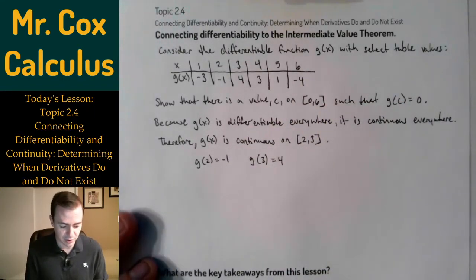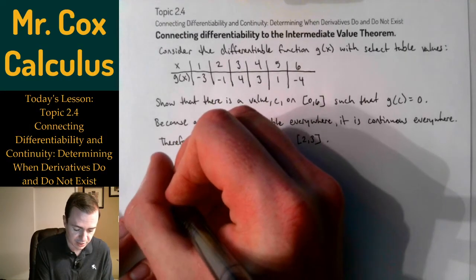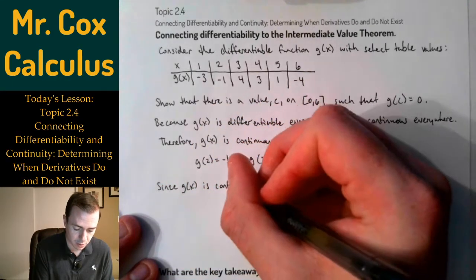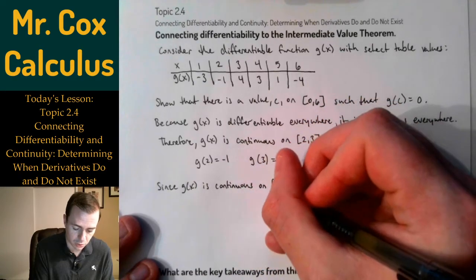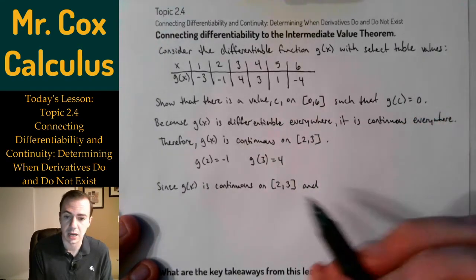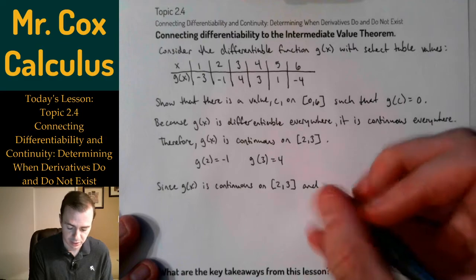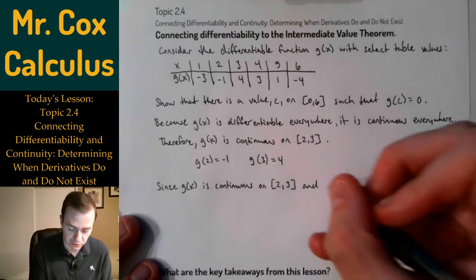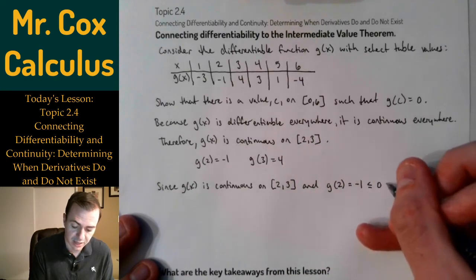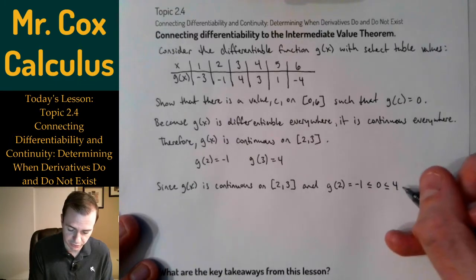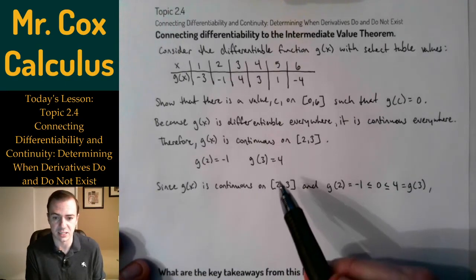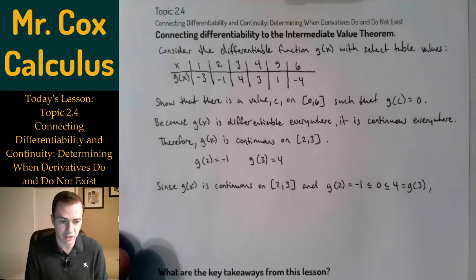So let's formalize our argument here and say since g of x is continuous on the closed interval 2 to 3, and this is where I have to write that inequality statement showing that 0 is in between these two values. So g of 2 is equal to -1, which is less than or equal to 0, which is less than or equal to 4, which is what g of 3 equals. That's what I needed to say. I've said it's continuous on that interval, and 0 is in between the function values on that interval.